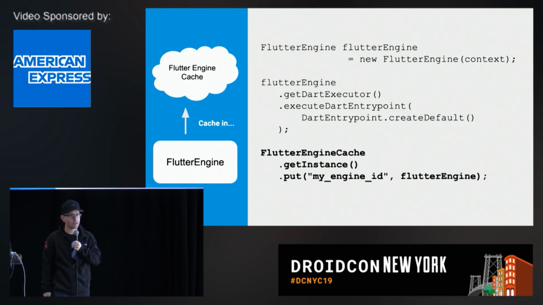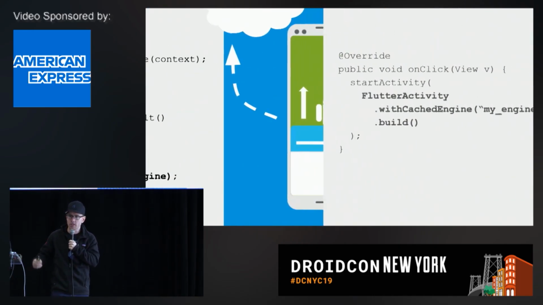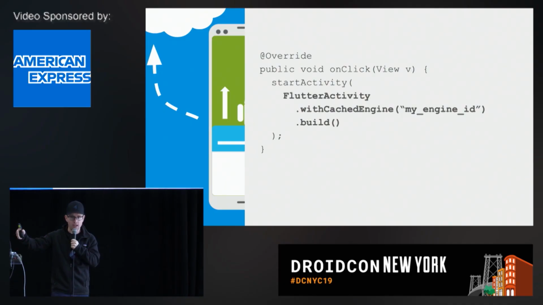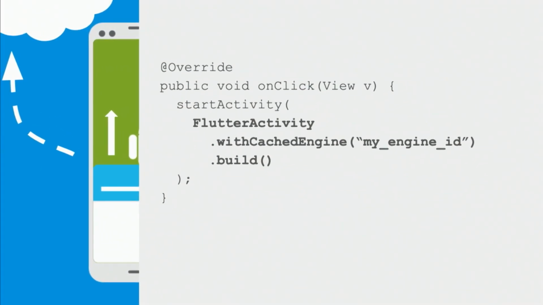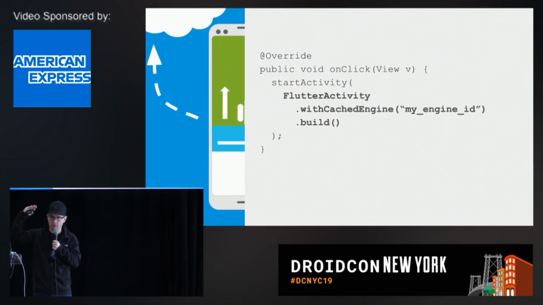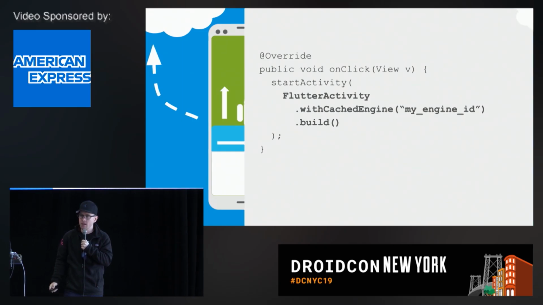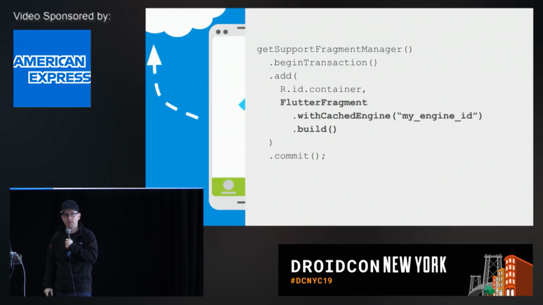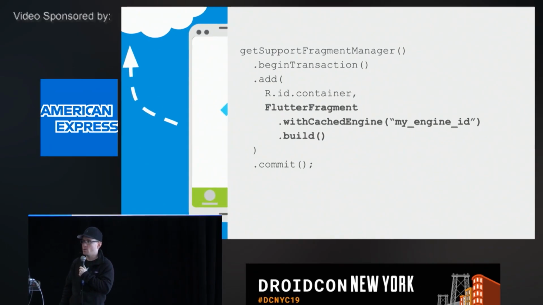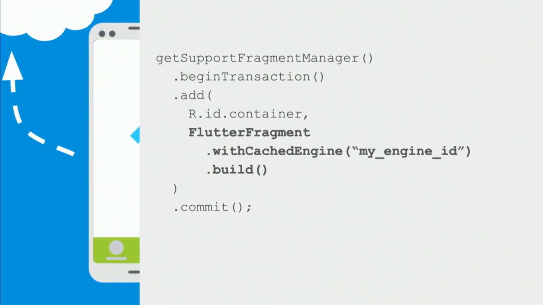Because when you want to use that Flutter engine in Flutter activity, you're going to call a slightly different method on Flutter activity, this time with cached engine, and you're going to pass that ID in. Then when your Flutter activity launches, remember that method with new engine, instead of creating a new engine, it uses your cached engine because it knows how to look it up in that Flutter engine cache. So now again, we've gone from 1500 milliseconds down to 300 milliseconds on that Nexus 5X. Same exact thing for Flutter fragment. Flutter fragment.with cached engine, pass in the ID. All right.